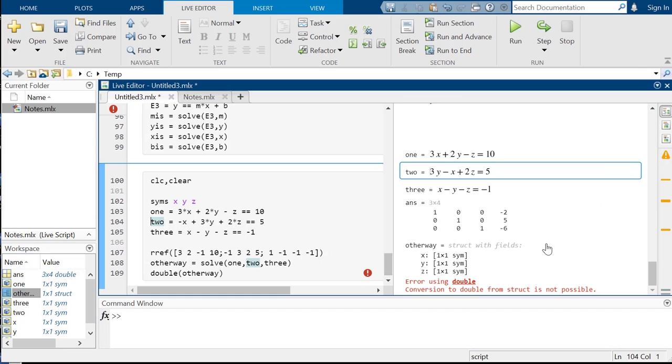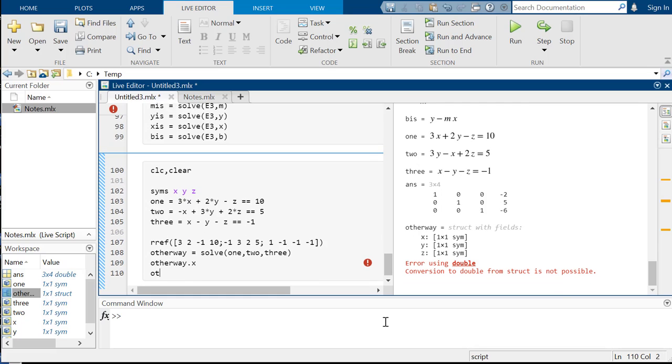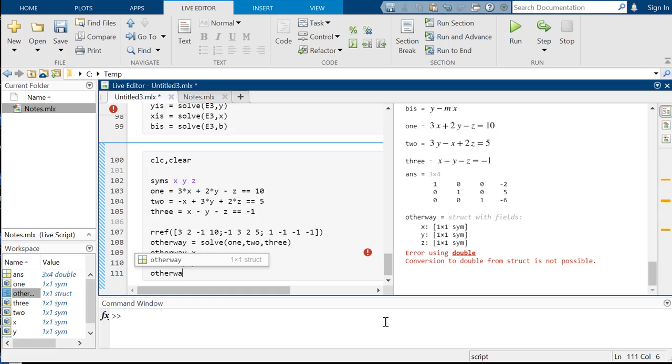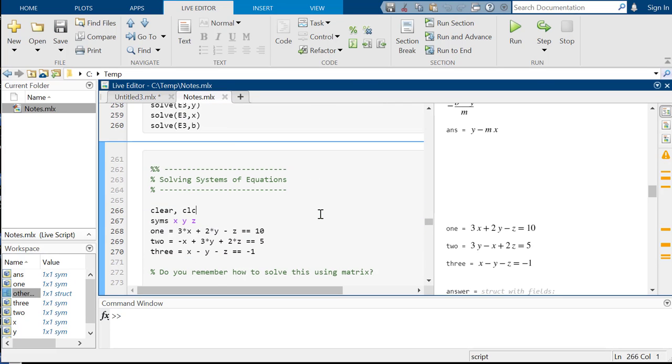And so, let's see, it shows you. So other way is a structure with these specific fields. Okay, so the fields are x, y, and z. So I'd have to say other way x, other way y, and other way z to get those individual values out. And again, looking at the font size right here, I can tell already that those are going to be symbolic. And if I look over here, the generic answer is indeed symbolic. So I could do the double on that.